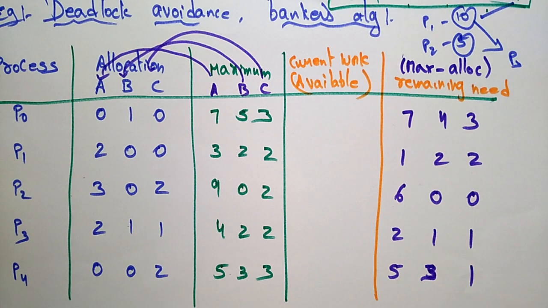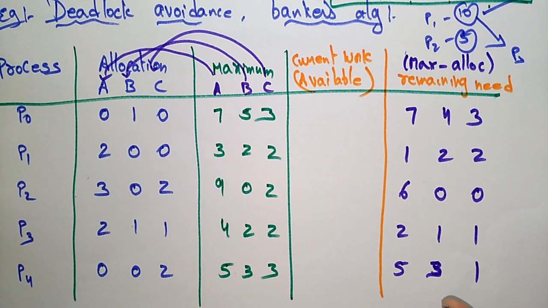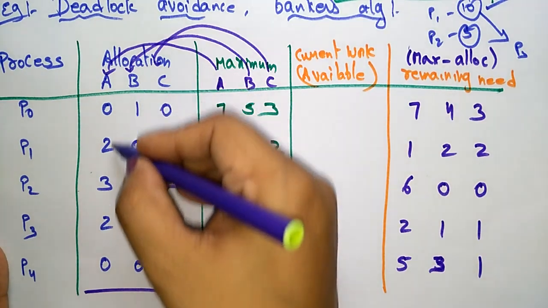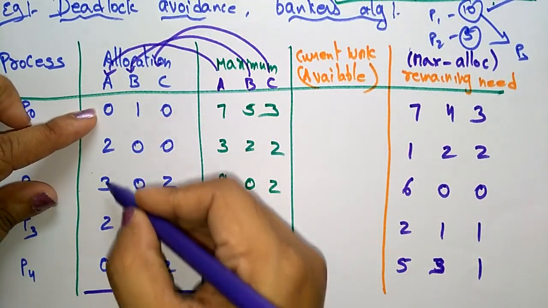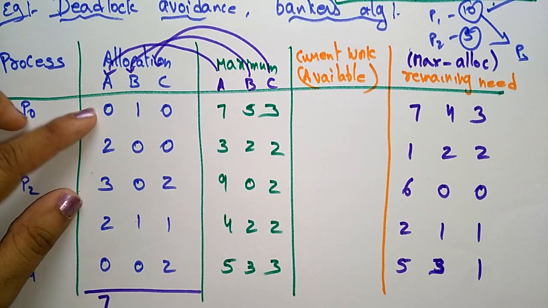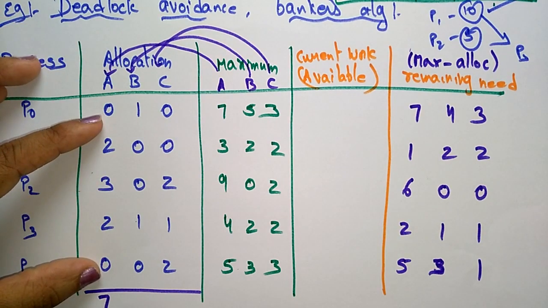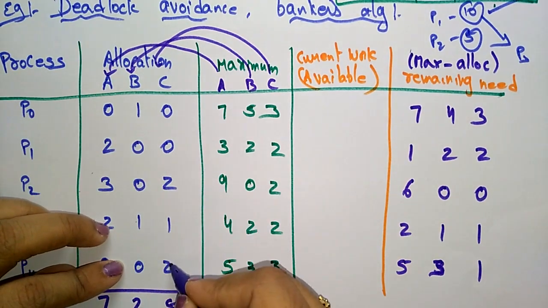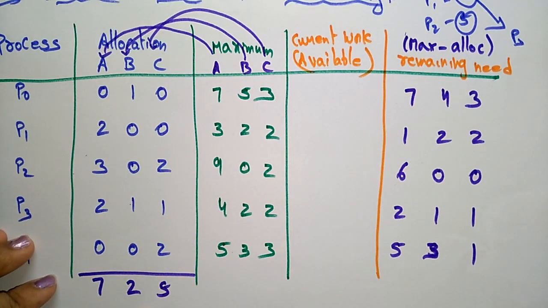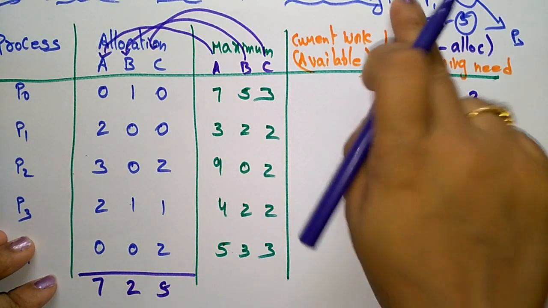Now we have to calculate the current work. How are we going to calculate the current work? First you have to know the allocation for A. Up to now, A is allocated 2, 3, 5, 6, 7. So resource A allocated is 7, B allocated is 2, and C allocated is 5. 2 plus 2, 4 plus 1, 5. So in total 7, 2, 5 was allocated.